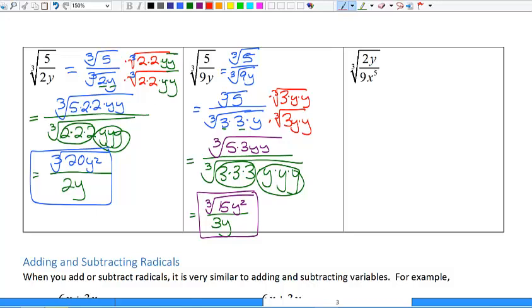Okay, on our last problem of this type, we can't reduce 2y over 9x to the 5th. So the next thing I'm going to do is to break up these into 2 radicals and factor the denominator, which is what step 2 tells us to do. So 9 is 3 times 3, and then x to the 5th, that's 5 x's.